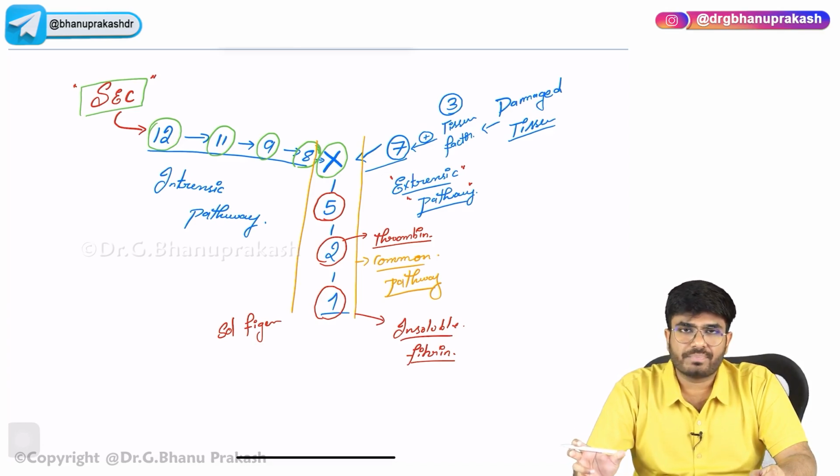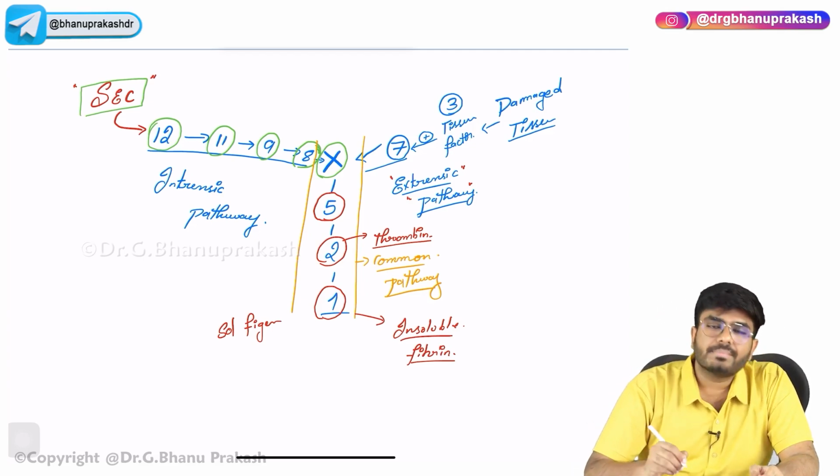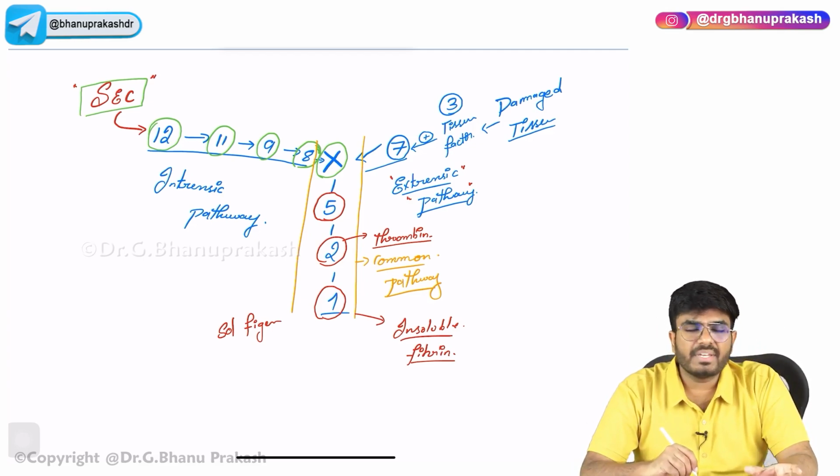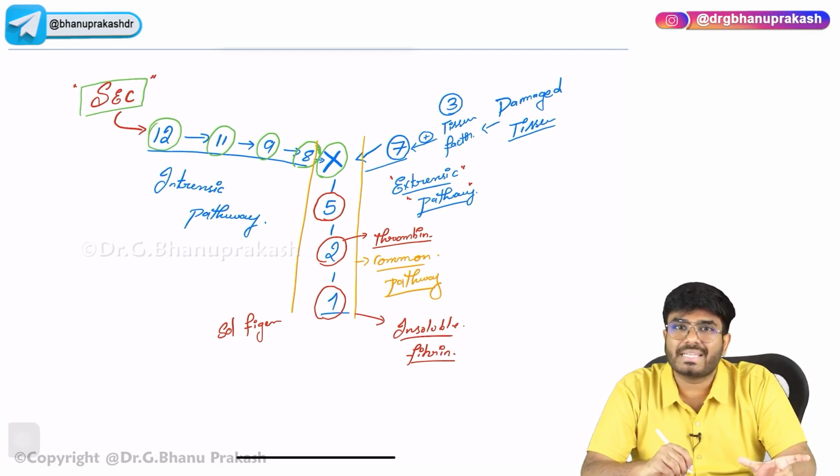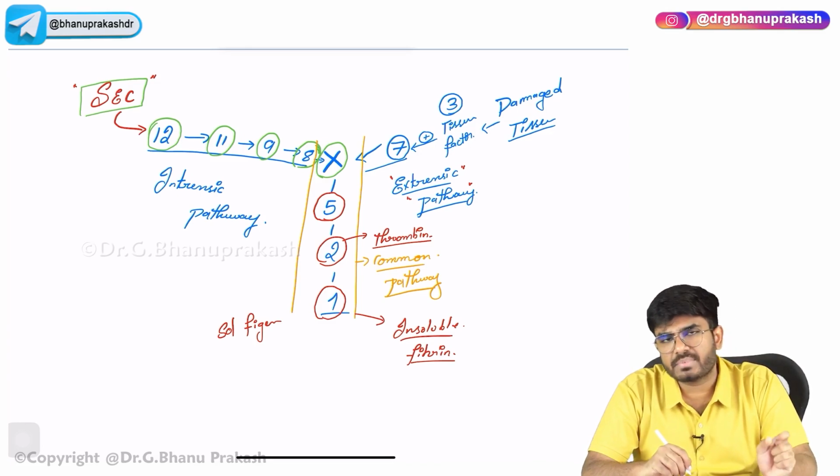Now the question you need to know for your exam is, these extrinsic and intrinsic pathways are measured with time. They are measured with certain studies. What are these studies called? PT and PTT. PT means prothrombin time. PTT means partial thromboplastin time.